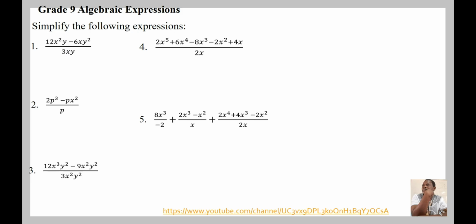Grade 9 algebraic expressions. Right, let's have a look at how to divide expressions like these ones.